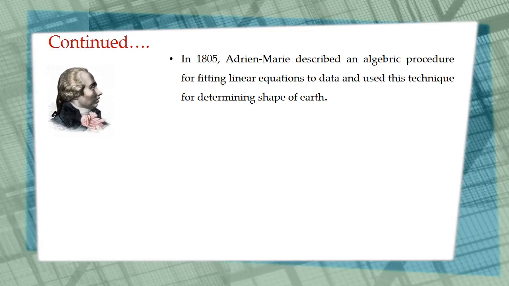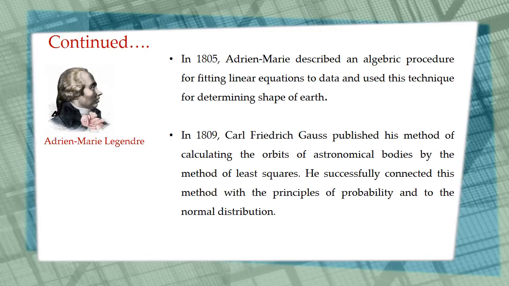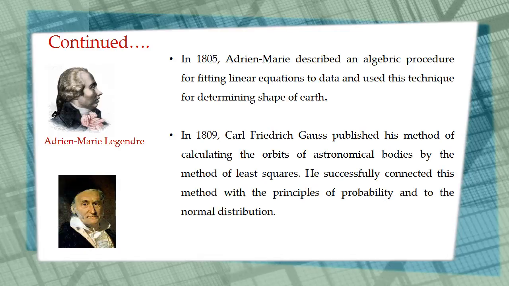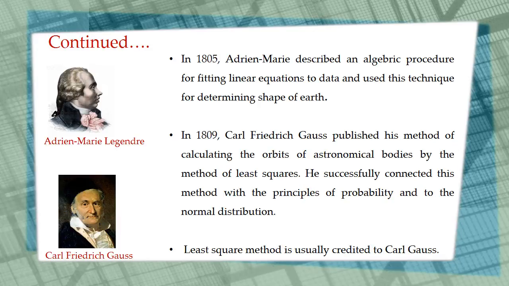Now, in 1805, Adrien-Marie Legendre first described an algebraic procedure for fitting linear equations to data and used this technique for determining the shape of Earth. In 1809, Carl Friedrich Gauss published his method of calculating the orbit of astronomical bodies by the method of least square. He successfully connected this method with the principles of probability and to the normal distribution function. But the credit of the least square method usually goes to Carl Gauss.